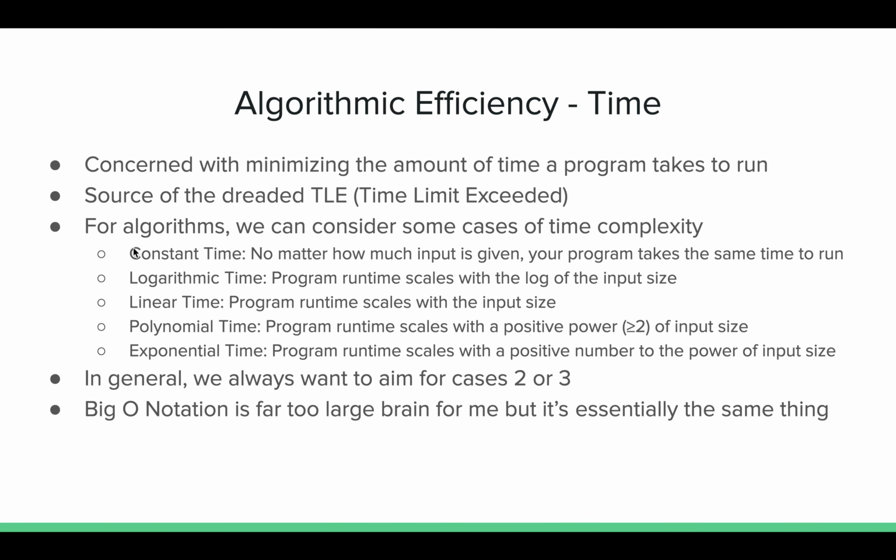So first is constant time. Basically, no matter how much input you give your program, 1 line of input or a billion lines of input, it's still going to take the same time to run. This really never comes up in CP unless you've figured out a way to break the problem. If you come up with a constant time algorithm that works, the problem you're doing is a bad problem, and maybe you should move on to another problem or something.